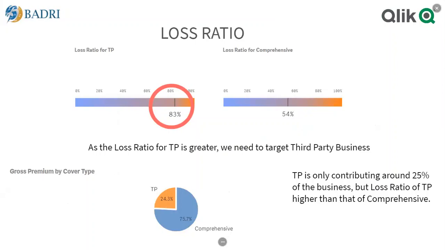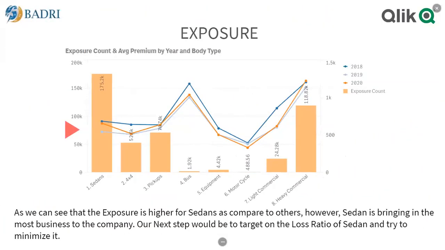On your screens, you can see the loss ratios for TP and comprehensive. TP is your third party. Comparing the two, it's obvious that the loss ratio coming from the TP is higher than that of the comprehensive. Looking at the pie chart below, you may observe that TP is only contributing 25% of the business, and yet we saw a higher percentage of loss ratio. This is where we will be starting our story and narrowing it down step by step in order to reach a resolution. Let's dig deep and look at the exposure.